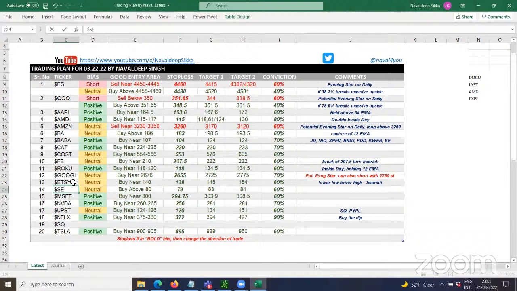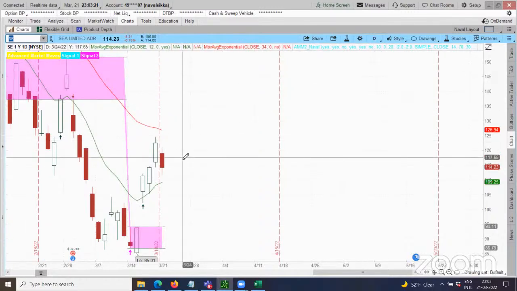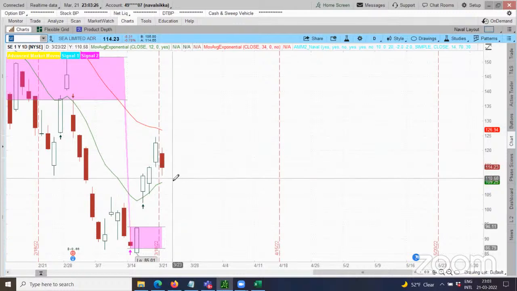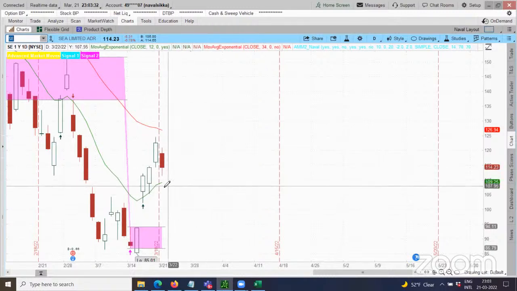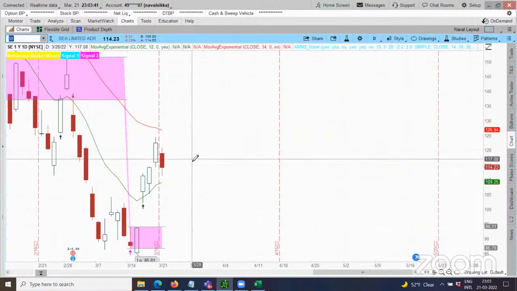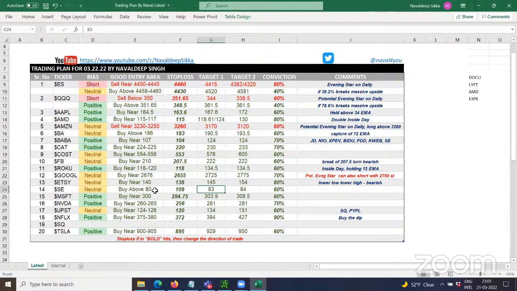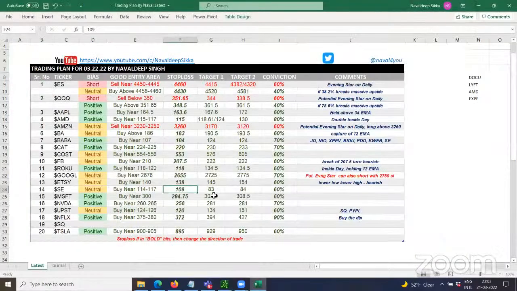Let me include SE. SE, I think is going to hold here, this gap. With Chinese stocks getting some momentum, I think 109 is a very good stop loss for SE. Buy somewhere around 100, because it's a very big stock in terms of movement. 114 to 117. Target is 127, 137.